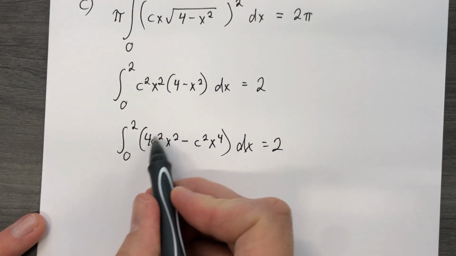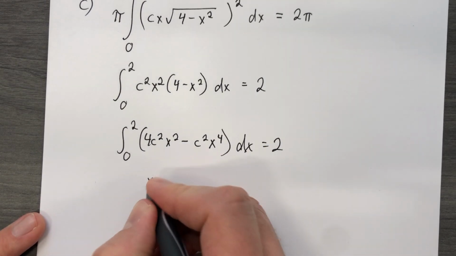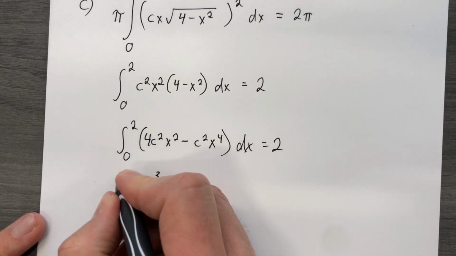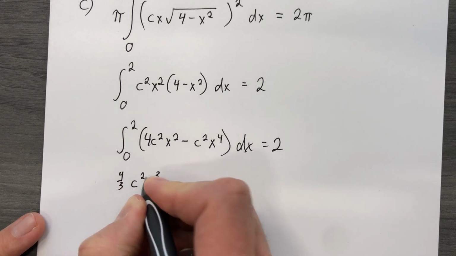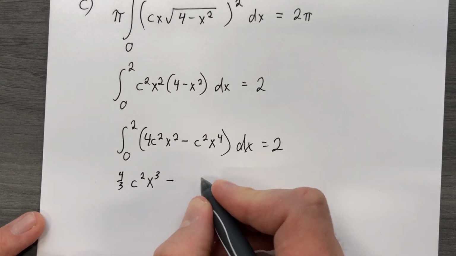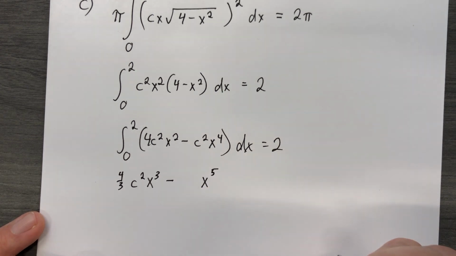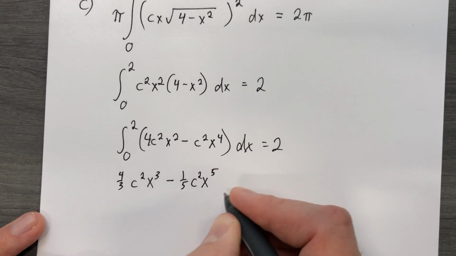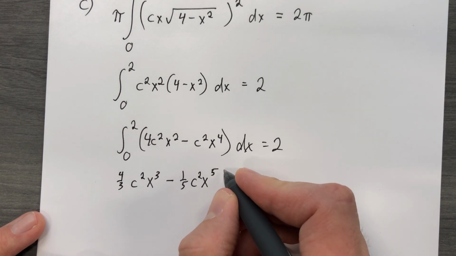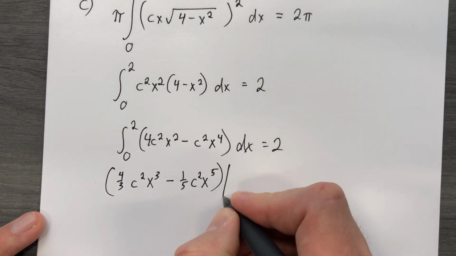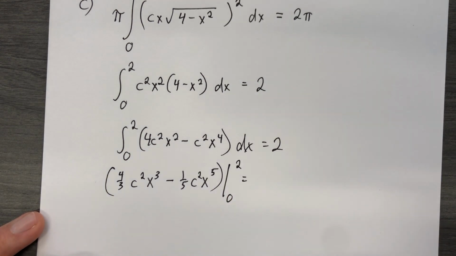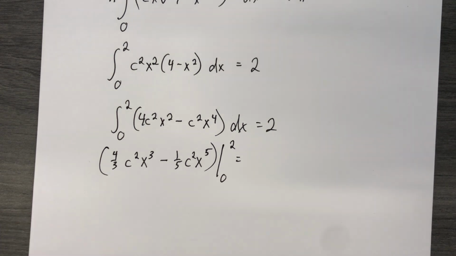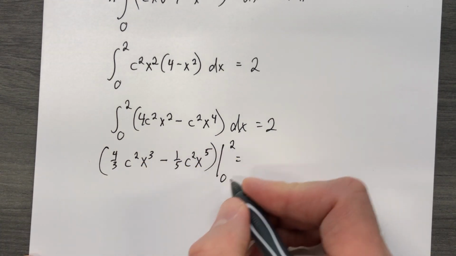We're going to take the antiderivative of this, add 1 to that exponent, old coefficient, which includes c, divided by new exponent, so 4/3 c squared x cubed minus, all right, add 1 to that exponent. Old coefficient divided by new exponent, so 1/5 c squared x to the 5th. That's going to equal 2. Let's go from 0 to 2, and I'm just going to keep going with it. We'll set it equal to 2 in a minute, instead of being like equals 2, equals 2, equals 2. Just keep driving this train, all right? So we're going to plug in a 2, crank it out, plug in a 0.